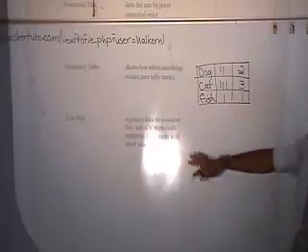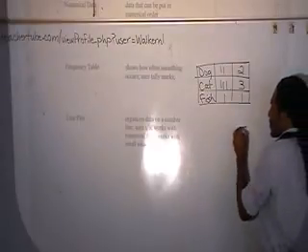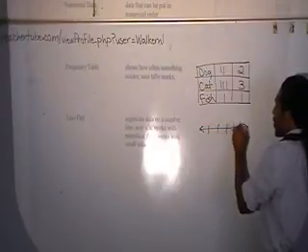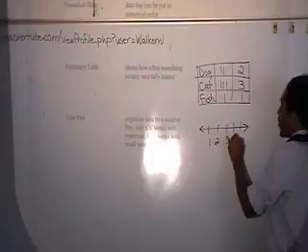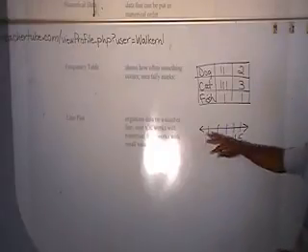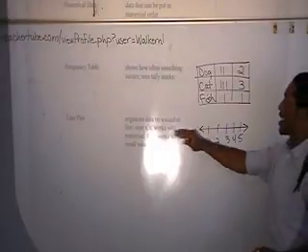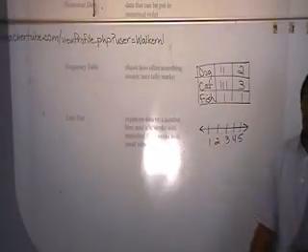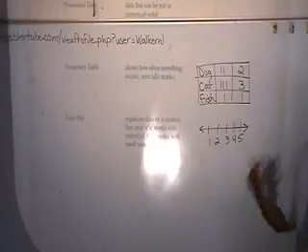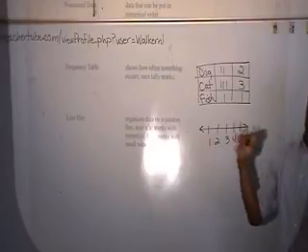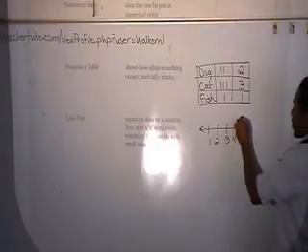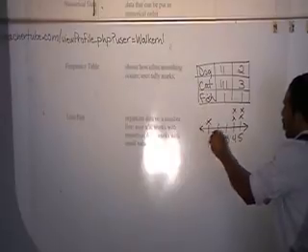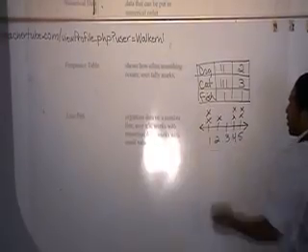For line plot, we said it organizes data on the number line, uses X's, works with numerical data, and works with small values. I think we were talking about the rating of the cafeteria food, and we had 5s, we had 4s, 1s, 2s, something like that.